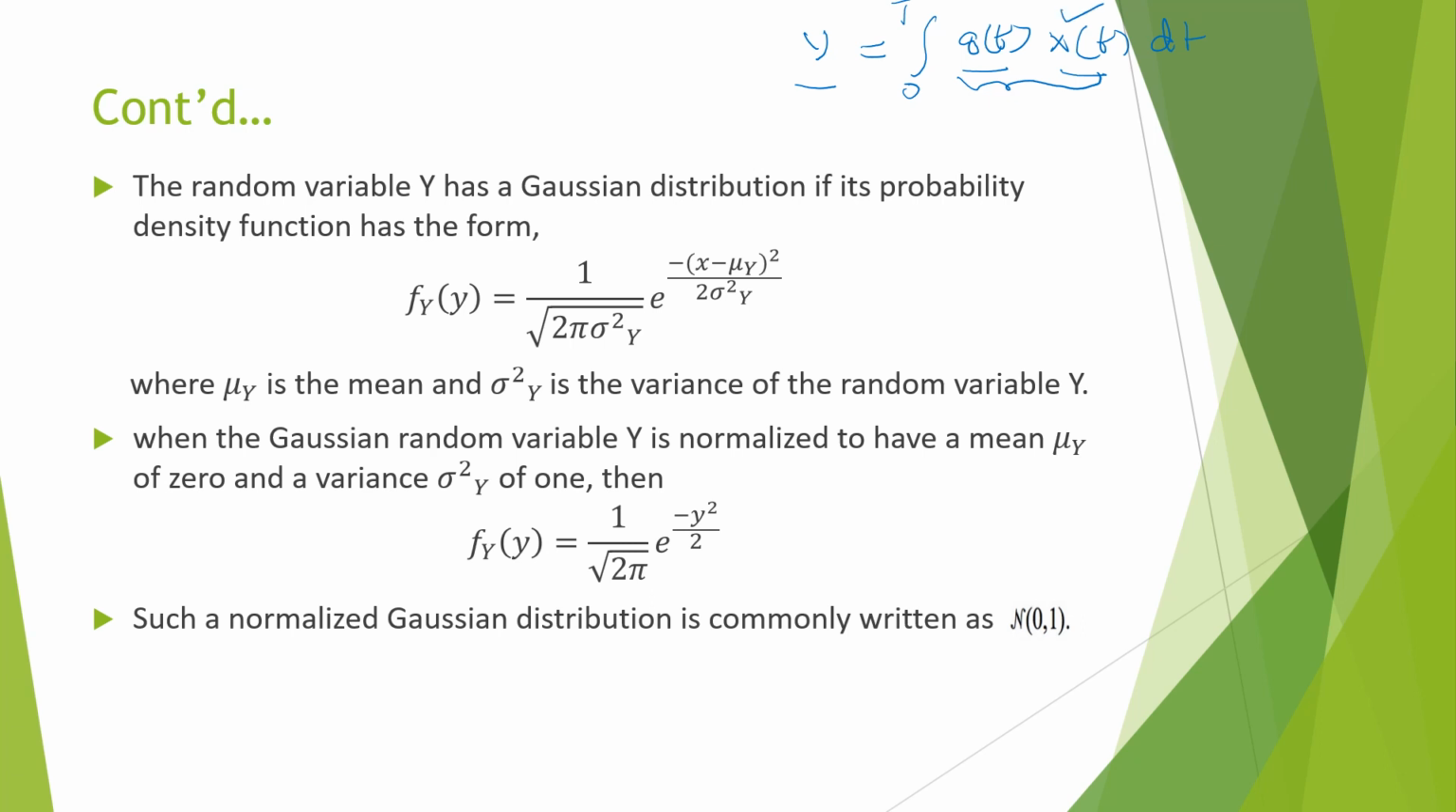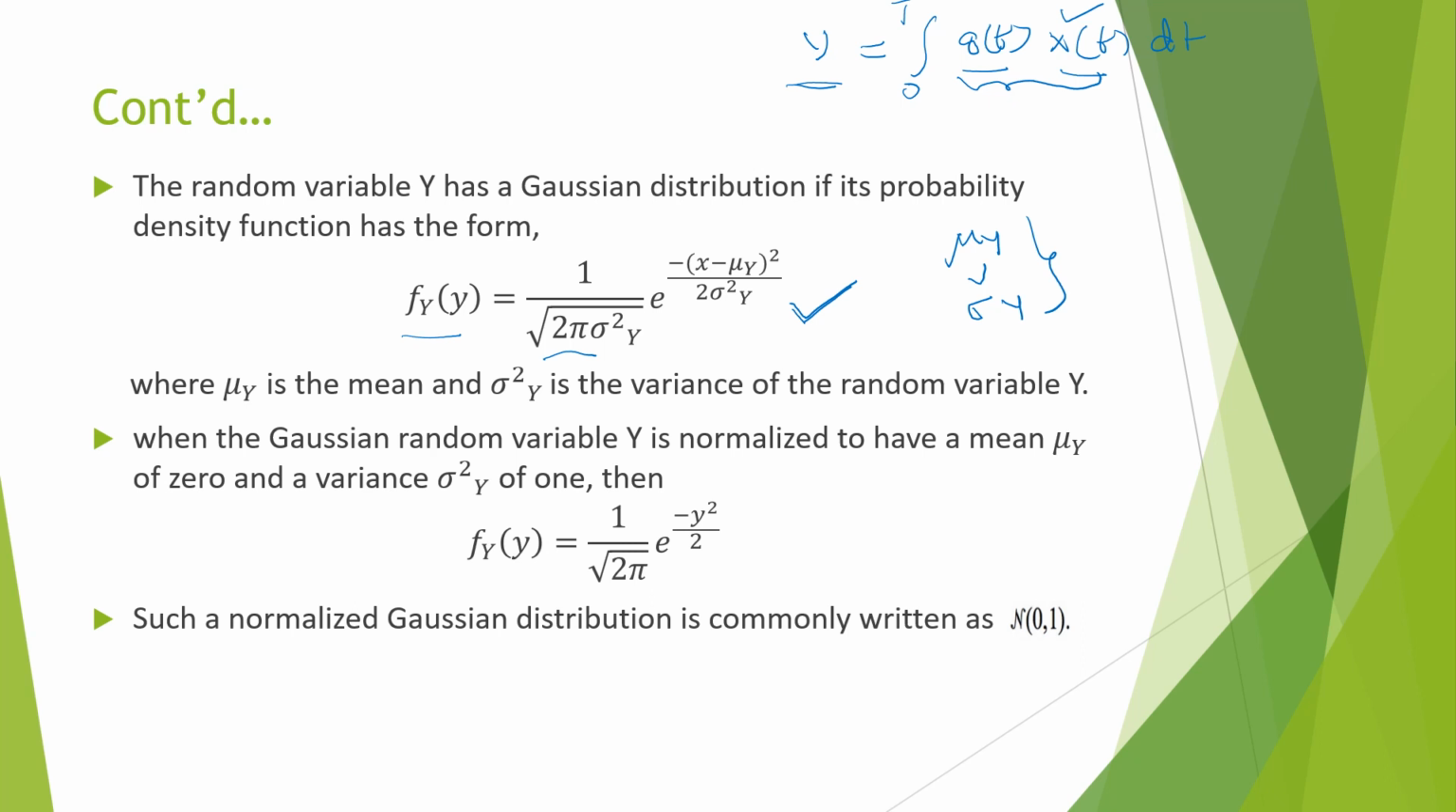Now if y is a Gaussian distributed random variable, then the PDF of y is given as f(y) = 1 by root 2 pi sigma square y e power minus (y minus mu y) square by 2 sigma square y. This is the PDF of a Gaussian random variable, and in this equation mu y is the mean of the random variable and sigma square y is the variance of the random variable.